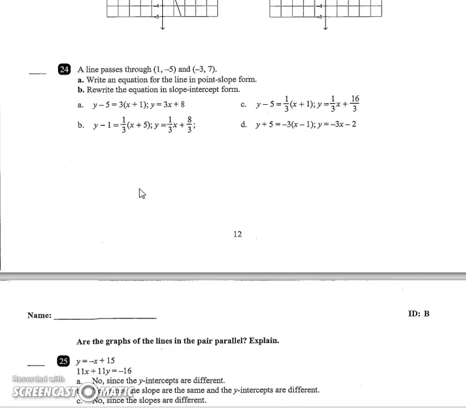Number 24, a line passes through the point 1, negative 5 and negative 3, 7. In letter A, write an equation of the line in point slope form. So you might reference your notes or foldables for that. Rewrite the equation in slope intercept form. So once you have it in point slope form, you will then have to distribute and solve the equation for y.